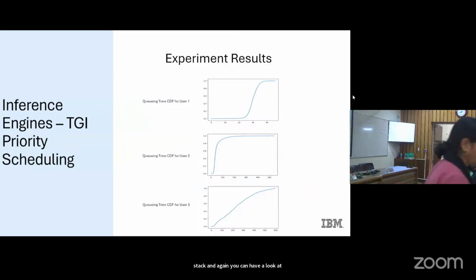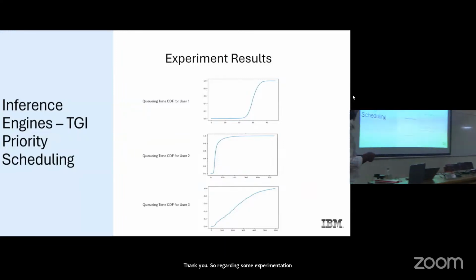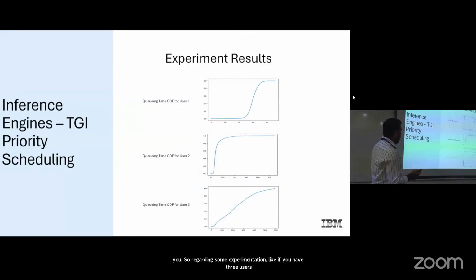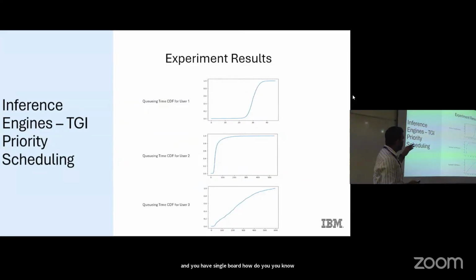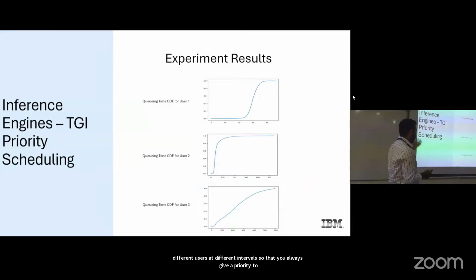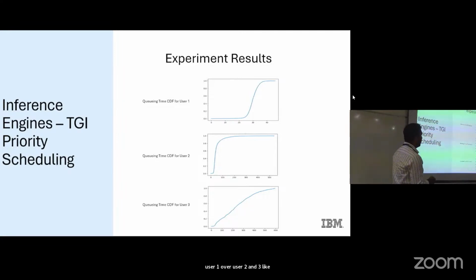Yeah, thank you. So regarding some experimentation, if you have 3 users and a single pod, how do you schedule different users at different intervals so that you always give priority to user 1 over users 2 and 3, in increasing order. These are some experiment results we have.